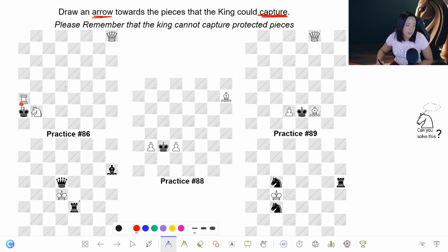Now let's do this one and then you will do the other three by yourself, okay? Now let's see. The bishop is defending the rook and nobody's defending the queen. So that means that the king could capture the queen and that's it. He cannot capture the rook because his rook is being defended. So please pause the video now. Try to do the other three by yourself. And then when you finish, you come back to the video for you to check the answers. Ready? Okay, so let's see.